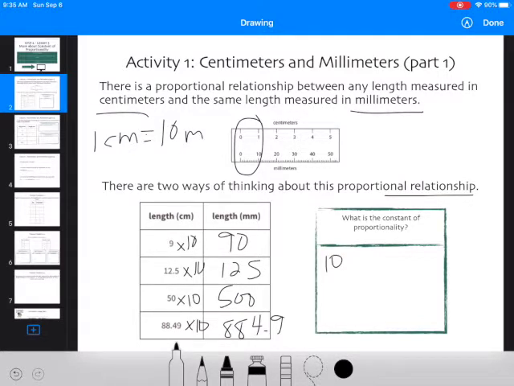10, because for every 1 centimeter, there are 10 millimeters. So constant of proportionality is how much for 1. So that's always what you're thinking about.